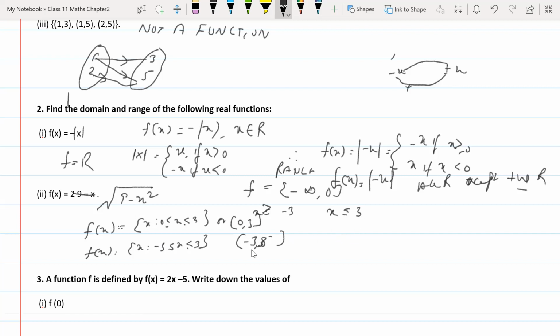Range is 0, 3. Domain is minus 3, 3. This is the domain, this is the range.